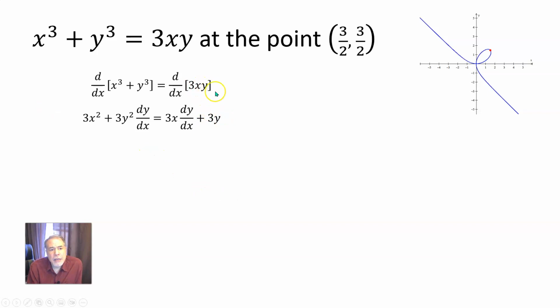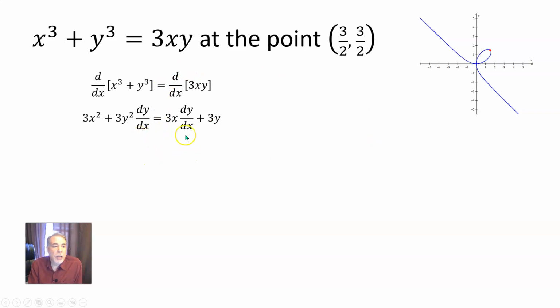On the other side, to find the derivative of 3xy, that is a product, it's got things multiplied together. So I'm going to use the product rule. I'm going to think of it as a 3x times a y. So the 3x gets multiplied by the derivative of the y, and the y gets multiplied by the derivative of the 3x. So we've got 3x times the derivative of y, dy/dx, plus the derivative of 3x, which is just 3, times y itself. So now I'm done differentiating.